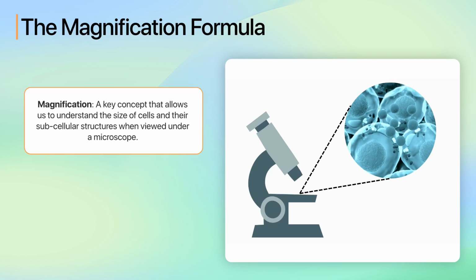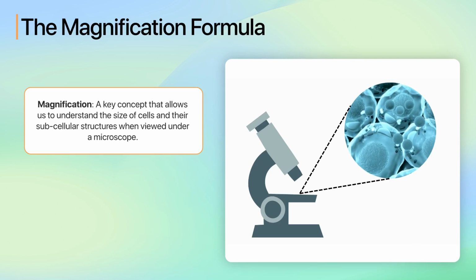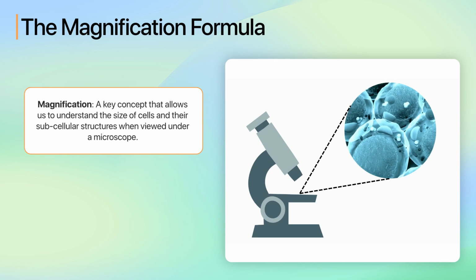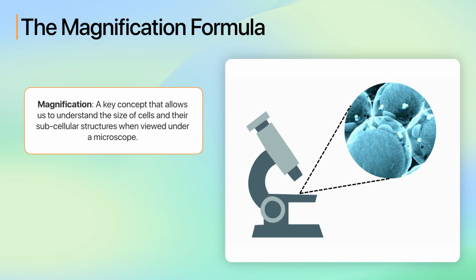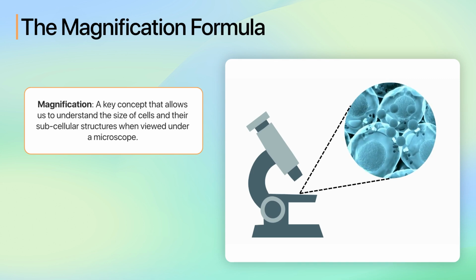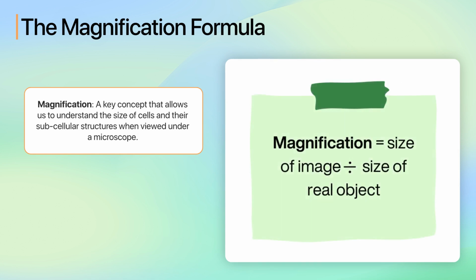Magnification is a key concept in cell biology that allows us to understand the size of cells and their subcellular structures when viewed under a microscope. The formula for magnification is straightforward and essential for interpreting microscopic images. Here's how we can make sense of it. The formula is: magnification is equal to the size of the image divided by the size of the real object. Often, you'll be given two data values from this equation, and you'll then need to find the third.